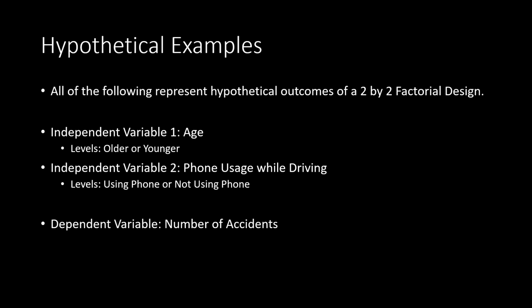This combination of two independent variables, each with two levels, leads to 4 cells. Older people using a phone while driving, older people not using a phone while driving, younger people using a phone while driving, and younger people not using a phone while driving. The dependent variable here is the number of accidents these people get into in a driving simulator. And that will ultimately then just be evaluated.